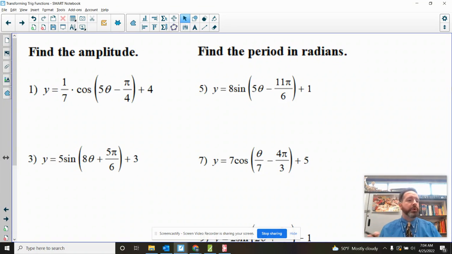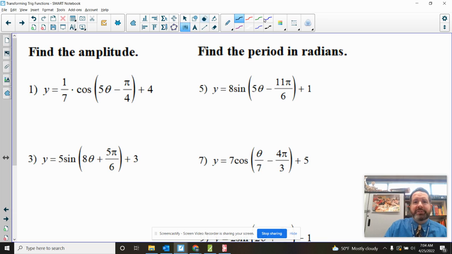So this is just a work through of the odd numbered problems from the core practice sheet. And we're going to go through them fairly quickly. So here we go. For the first two, we are finding amplitude. You just have to know where to look.